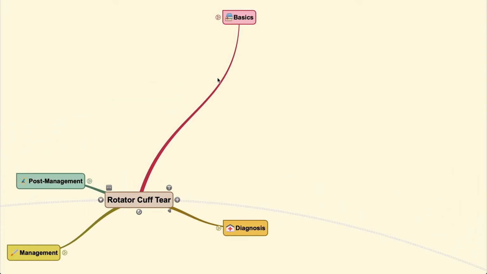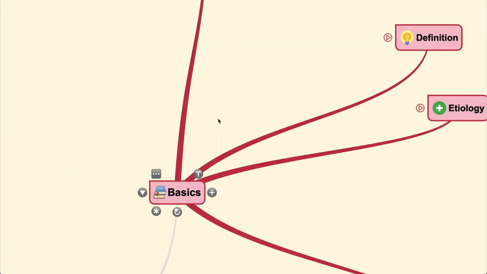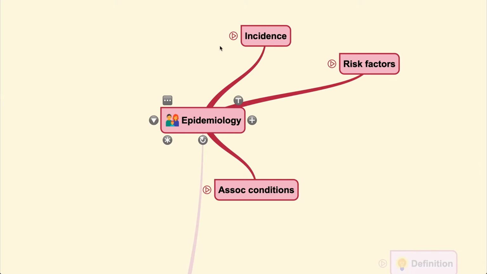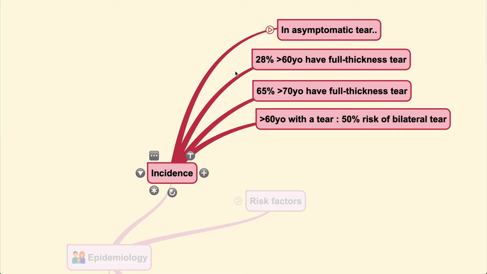The first one will discuss the basics and diagnosis, and the next one will discuss the management and post-management programs. Now, moving on to the basics of rotator cuff. We all know that rotator cuff tears occur in specific populations, and the incidence is usually 25% of cases more than 60 years old have full thickness tears, and 65% of populations more than 70 years old have full thickness tears.